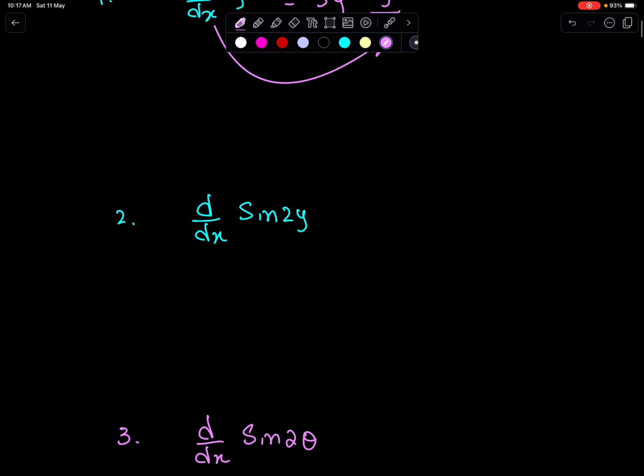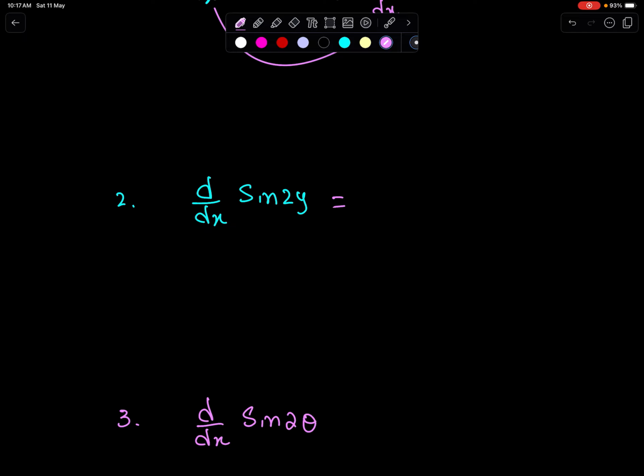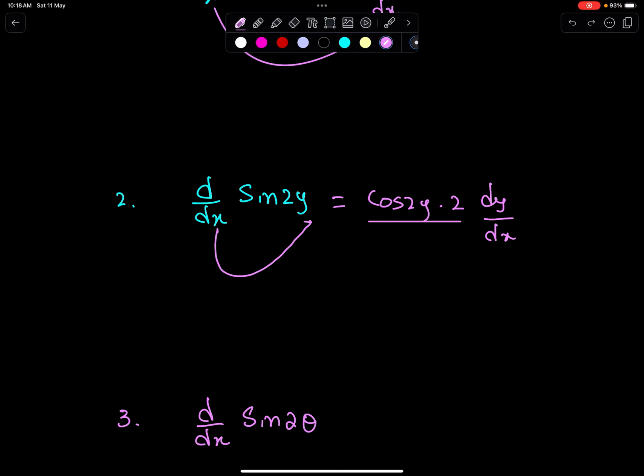What if we have sine 2y? Now the differential of sine is cos 2y, and the differential of 2y is 2. And now we need to multiply this answer with the gradient of y, which is dy upon dx. This is implicit differentiation of different variables, or differentiation of y with respect to x, or theta with respect to x, or t with respect to x, or any variable with respect to x.